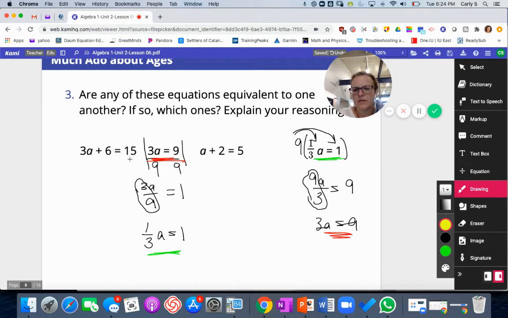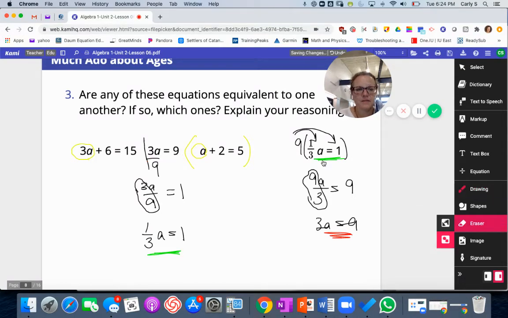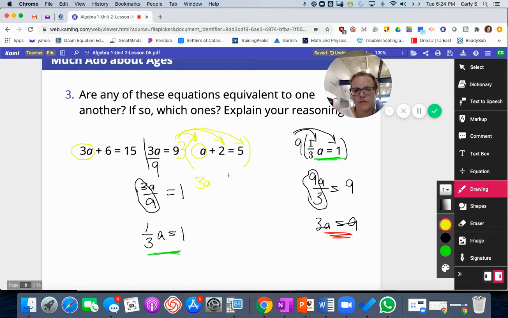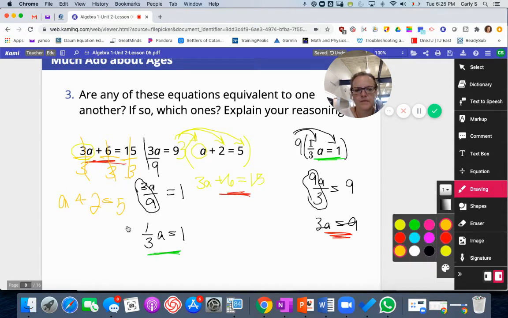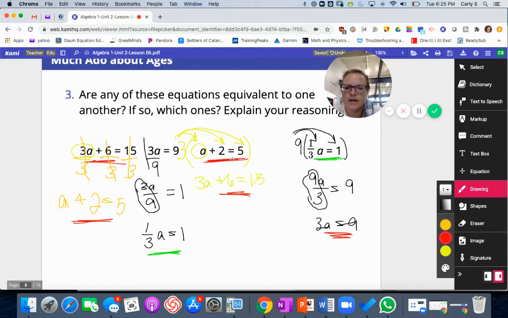This equation, 3a plus 6 equals 15, and then a plus 2 equals 5. Well, I see my a's are 3, so I wonder what happens if I multiply this whole thing by 3. Need some space. So if I distribute this through, I get 3a plus 6 equals 15, which is equivalent to this one. Now I can take this first equation and divide everything by 3. This gives me a plus 2 equals 5. And these two are equal. So I can manipulate them with math, with valid moves in math, and have equivalent equations.